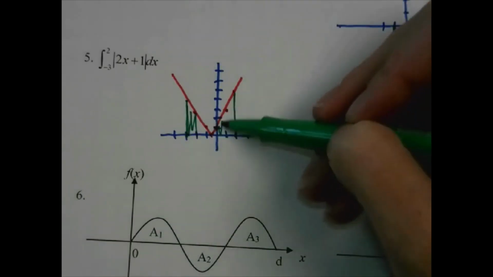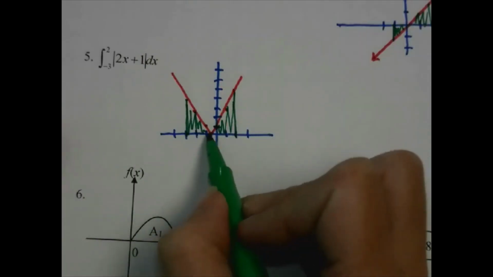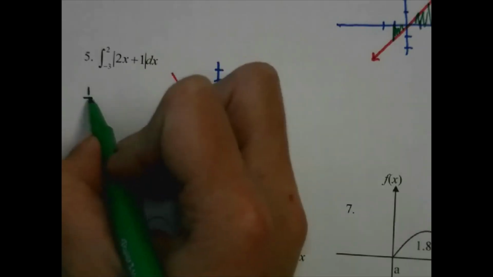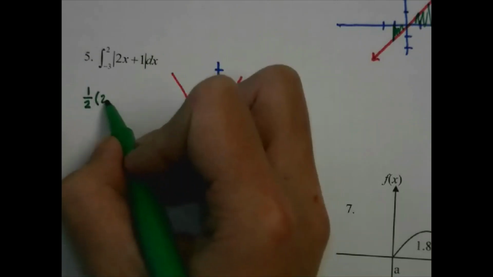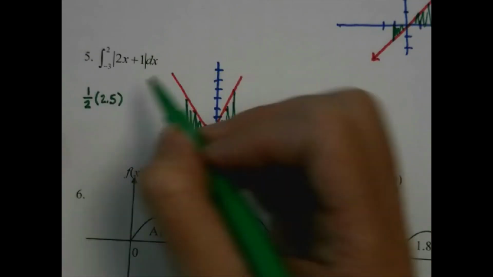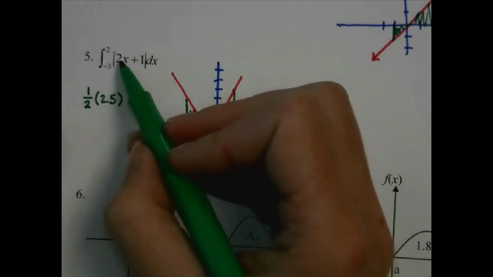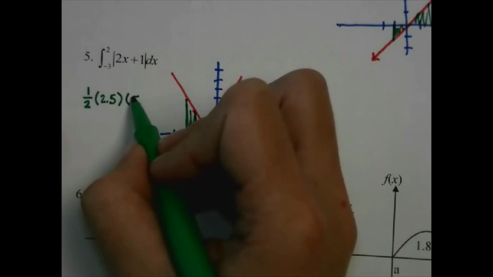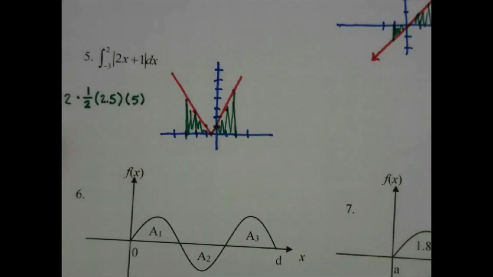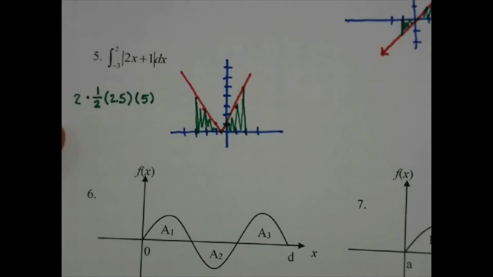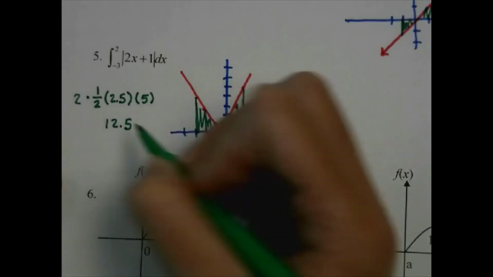So that's going to be two different triangles. The width of the triangle is going to be 2.5, so 1/2. This one is 2.5. The height, if I plug in -3, that makes this -6 plus 1 is -5. Absolute value of that's going to be 5. This one's also 2.5 and 5, so I'm just going to plop a 2 in front of that to say I have two triangles, or you can add them together. This is going to be 12.5.